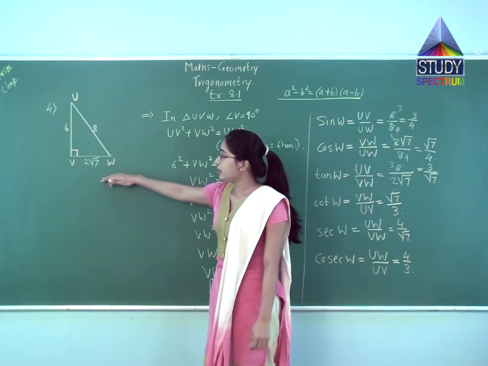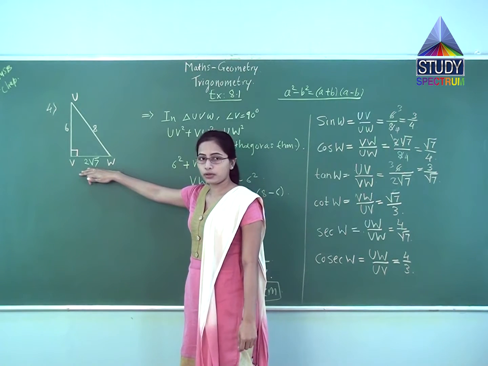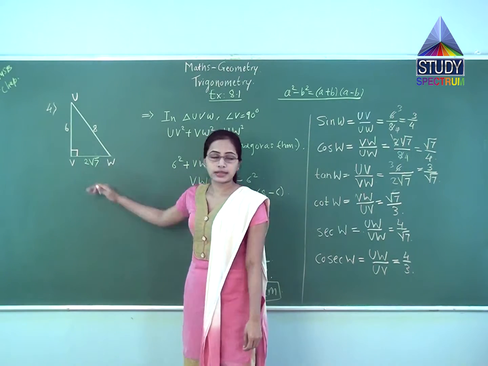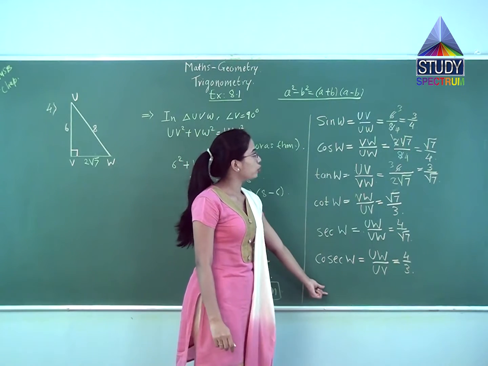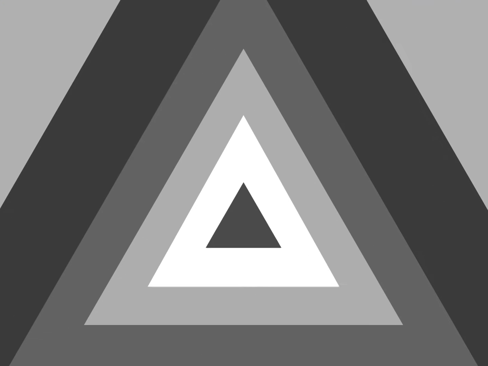Just in this example, firstly we have to find the third side which is not given using Pythagoras theorem. After obtaining the third side, we can write all the trigonometric ratios here. Now let us solve the next example.